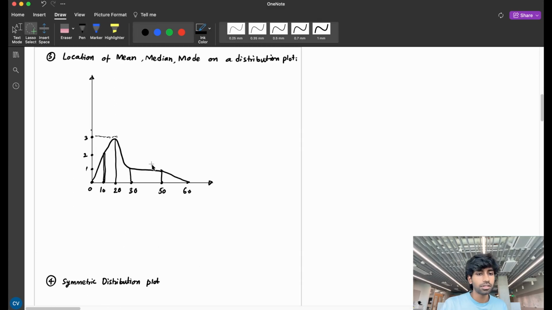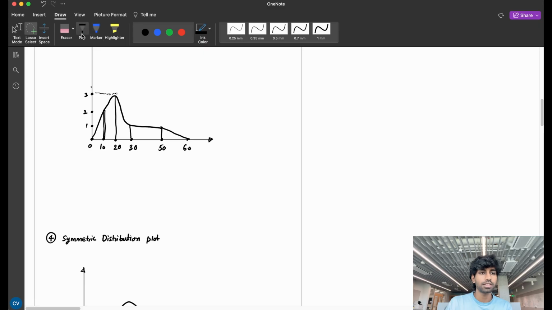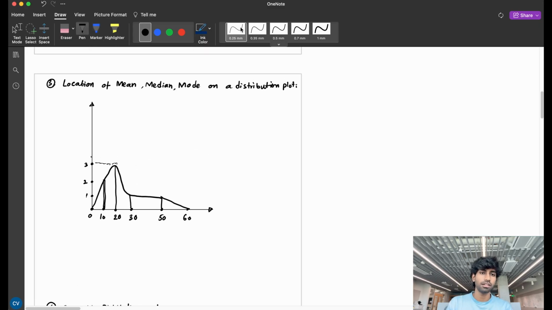So first things first. Whenever we are asked to locate the mean, median and mode in these kinds of distribution plots, the easiest thing is to plot the mode, which is the most repeated element in this series, and in this case it's 20. So simply 20 is the mode.